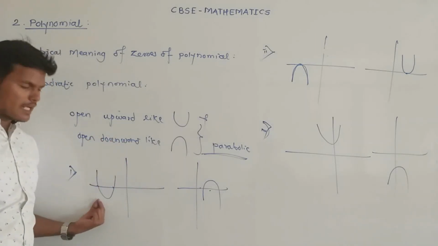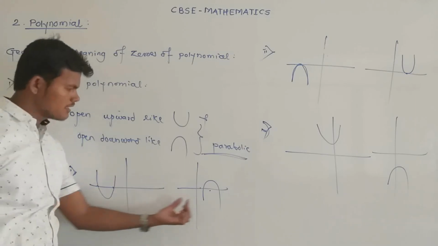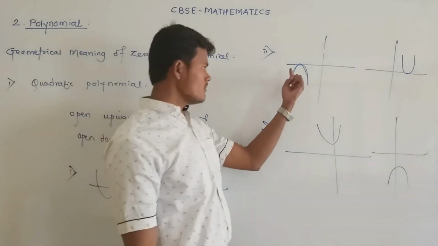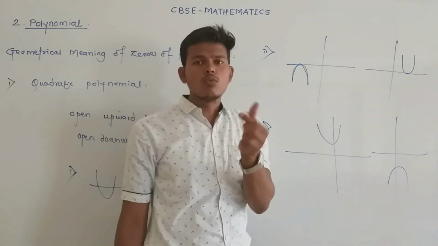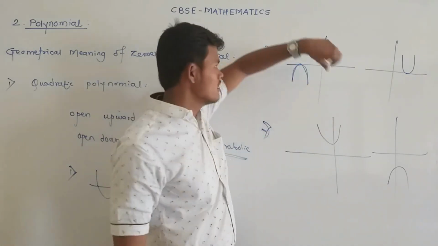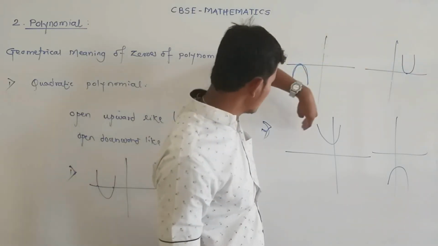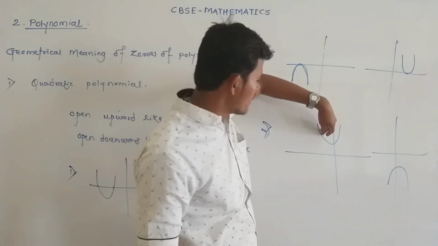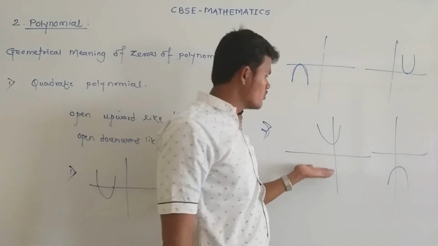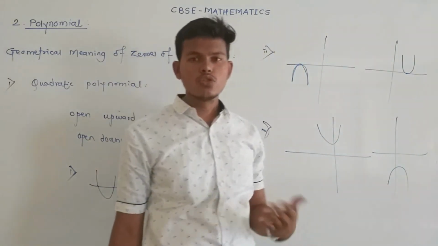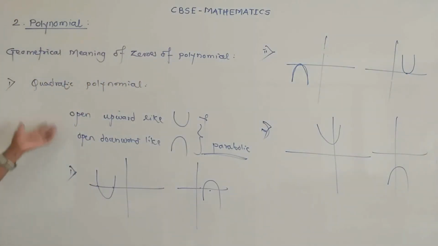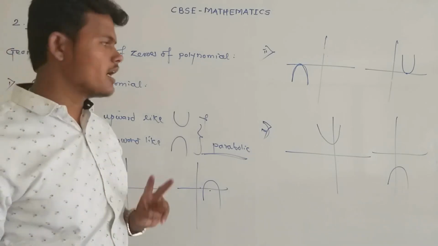This parabolic shape intersects the x-axis at two points. In the second case, it intersects the x-axis at only one point. That means two equal zeros, that means those two points are coincident. And in the third case, this parabolic shape is exactly above the x-axis or exactly below the x-axis. That means there are no zeros. So from above we conclude that for a quadratic polynomial there are at most two zeros.